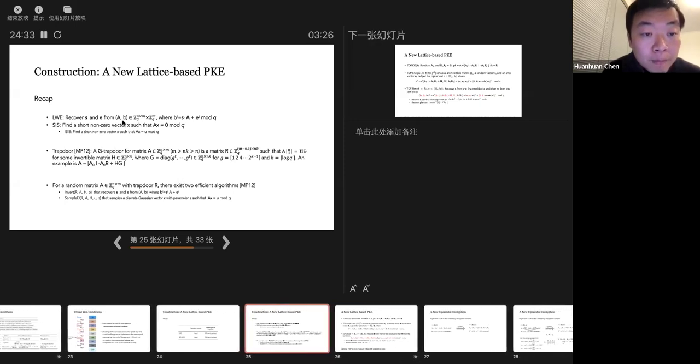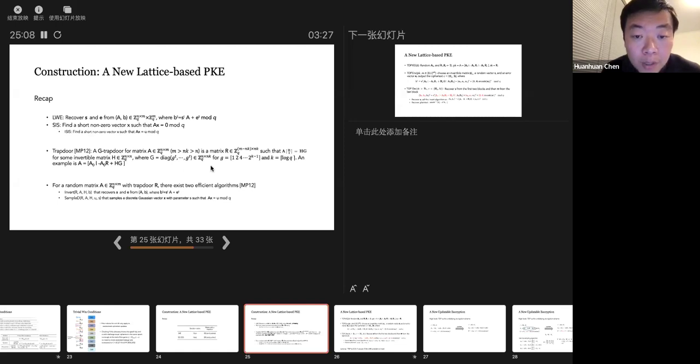LWE is this: for a random matrix A and B equals SA plus E, given A and B, recover S and E. Without E, we can recover S efficiently by Gaussian elimination, but with the additional E, it becomes hard. And SIS is to find a short nonzero vector x such that Ax equals 0.